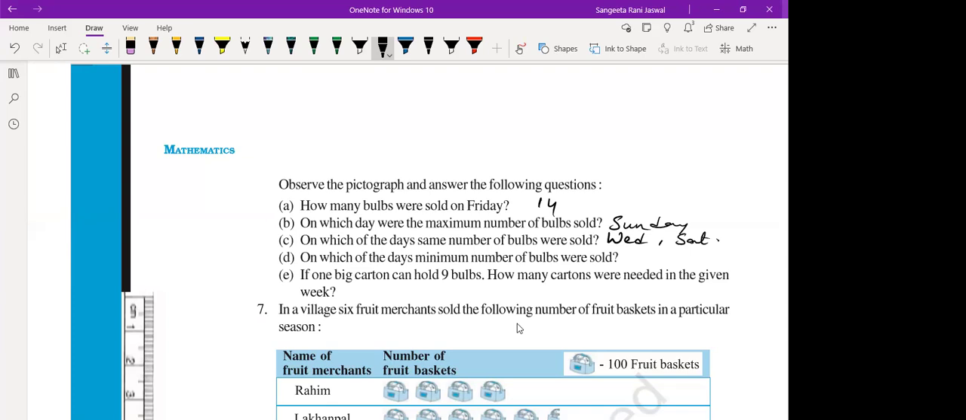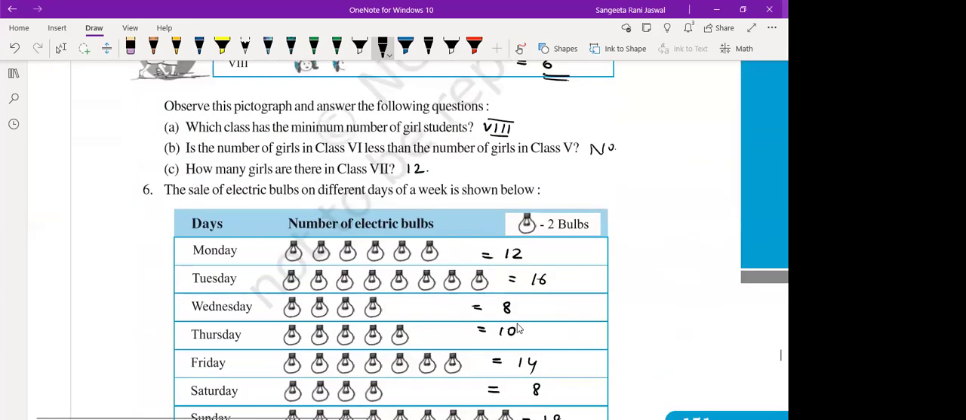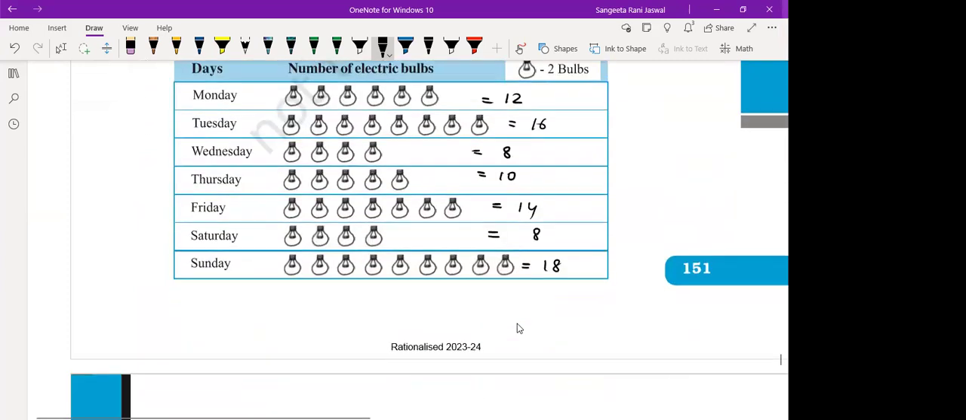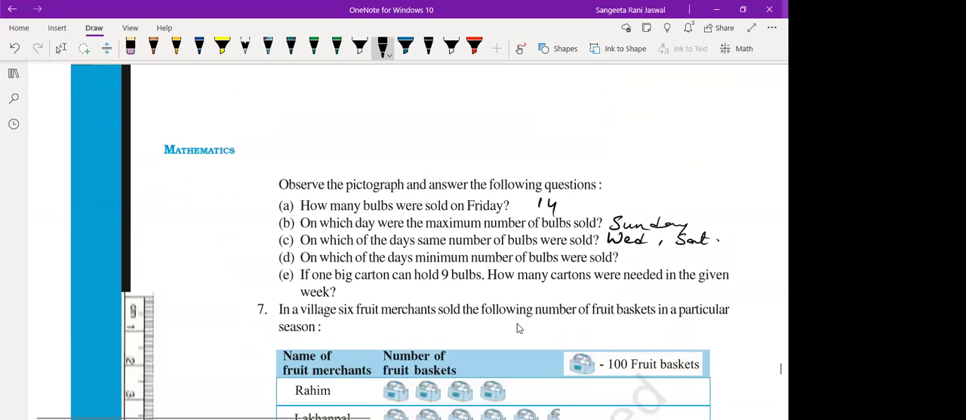On which days minimum number of bulbs were sold? Wednesday and Saturday. Okay. Right? Okay, now next one. If one big carton can hold 9 bulbs, how many cartons were needed in the given week?